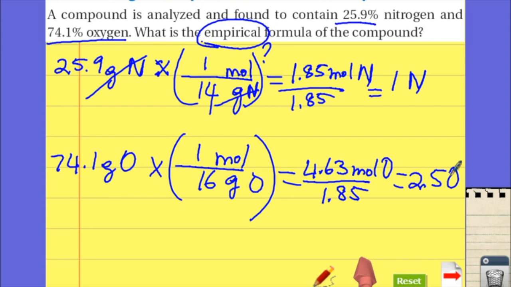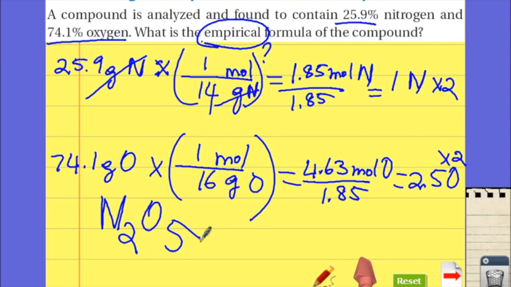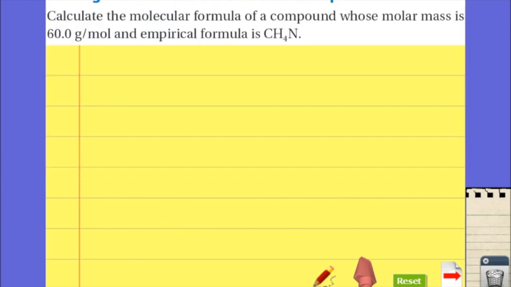Alright? So I multiply those two numbers by 2. Multiply by 2. This would give me 2. This will give me 5. The empirical formula is N2O5. This is the empirical formula. Alright? So remember the rhyme. Percent to mass, mass to mole, divide by small, multiply until whole.